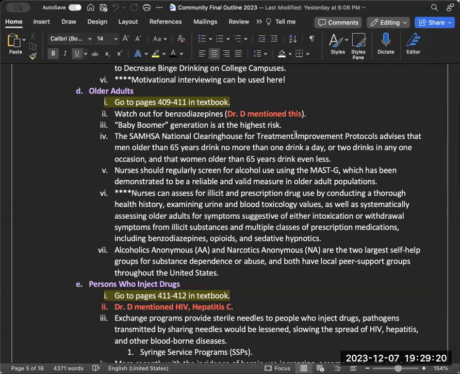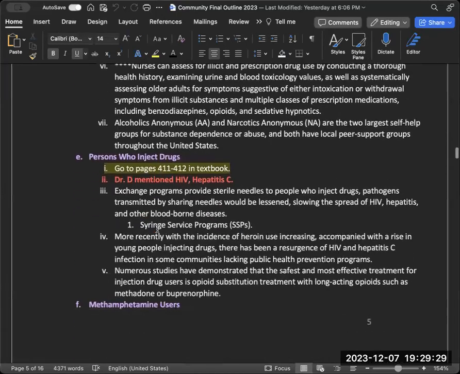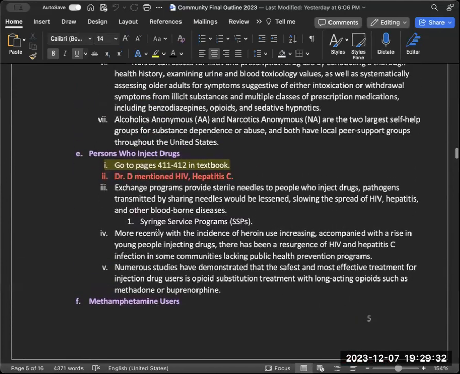So just as a summary, once again, we're talking about pregnant women as a high-risk population, substance abuse at earlier ages, college students and binge drinking, and older adults. The last 2 populations include the first one being persons who inject. So that's pages 411 to 412. Dr. D specifically mentioned that patients who inject have the risk of HIV and hepatitis C. So I highlighted things in these pages that I thought were important, that there are exchange programs that provide sterile needles to help reduce the spread of HIV and hepatitis or other bloodborne diseases, and this is called syringe service programs.